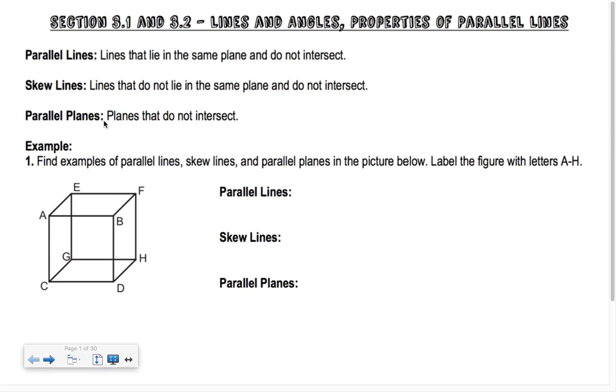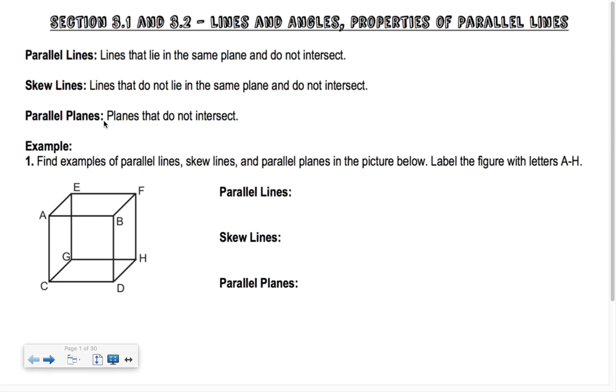Okay, so as you know, parallel lines are lines that are in the same plane that do not intersect. And I have to say that they're in the same plane because there's also something called skew lines, which we talked about. And skew lines are lines that do not lie in the same plane and they do not intersect. And then parallel planes are planes that do not intersect. So most of this we've kind of seen before.